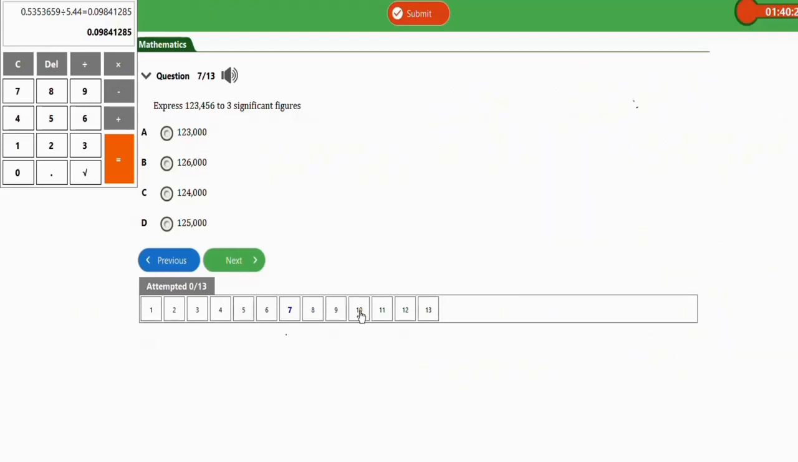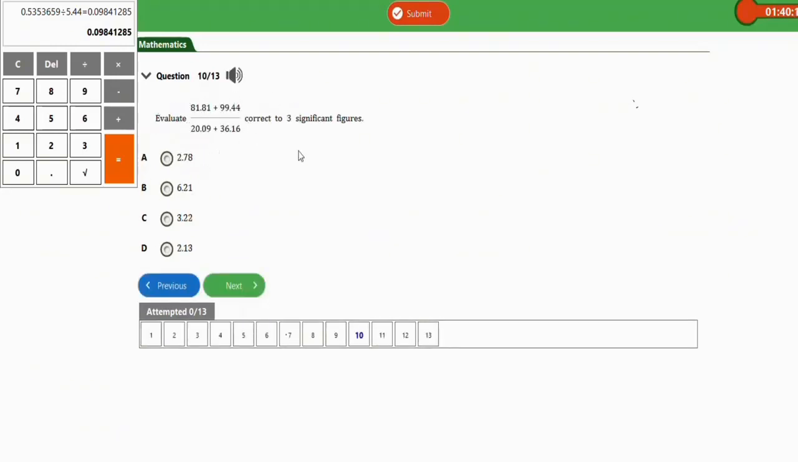So next question we have is question number D. We have to express this in three significant figures. So we're going to simplify this. It's going to give you 81. So let's remove everything here. So it's going to be 81.81 plus 99.44. Let's check the output.